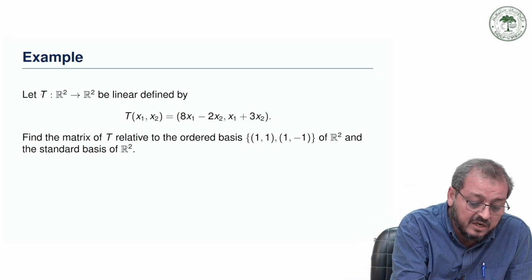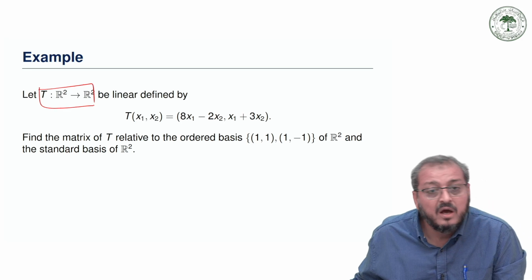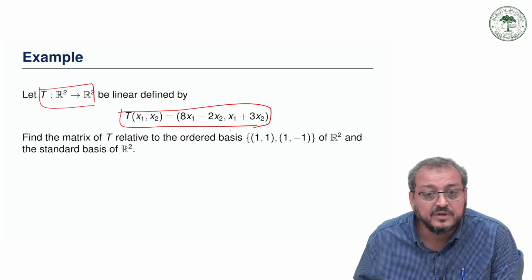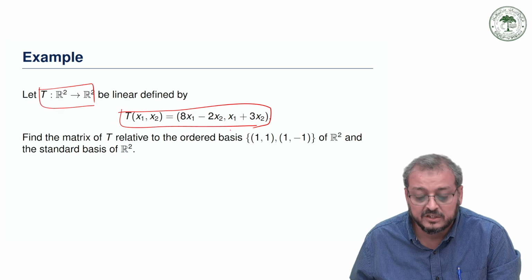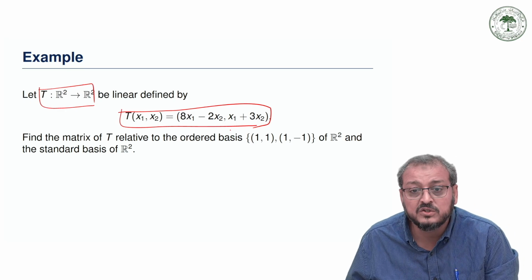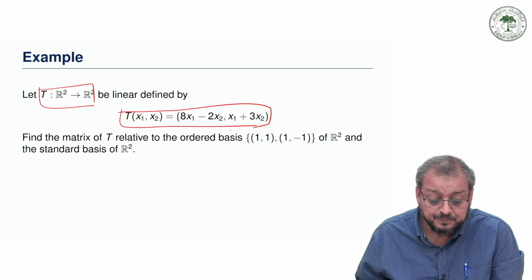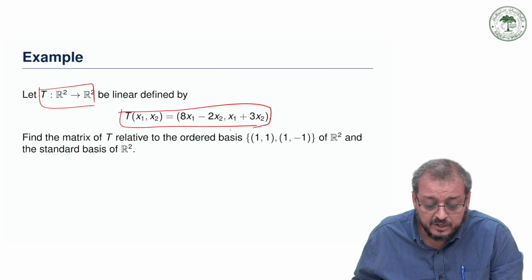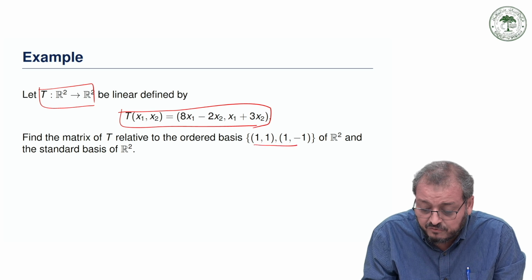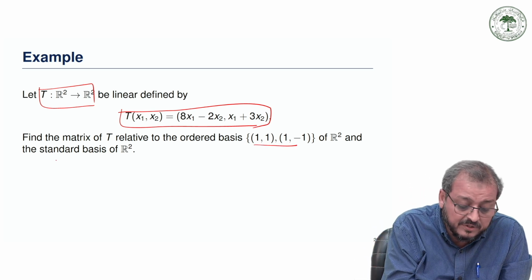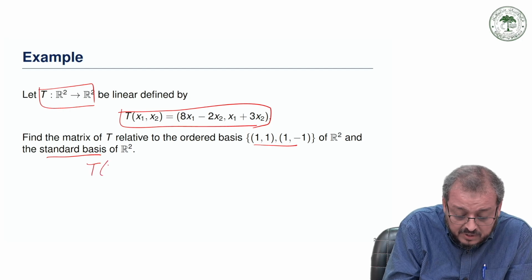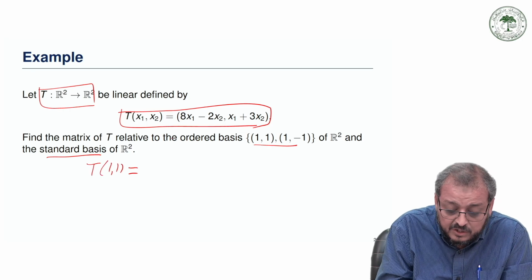We take a linear transformation from R2 to R2, defined in the form T of (x1, x2) equals (8x1 minus 2x2, x1 plus 3x2). Now we have to find the matrix related to the ordered basis B for R2 and the standard basis of R2. That means we first have to calculate T of (1, 1), and T of (1, 1) is equal to (8, 1) according to this.